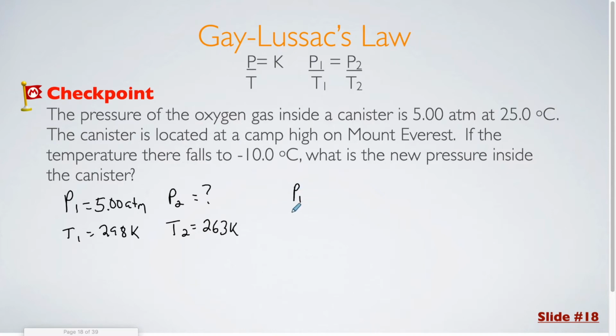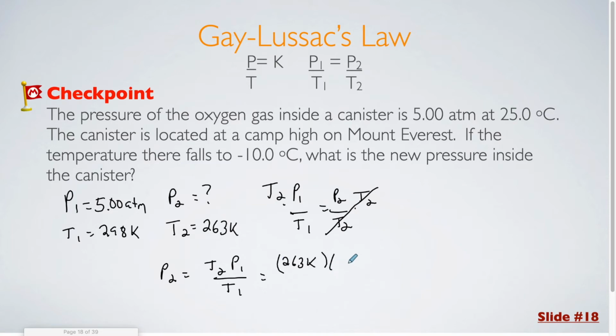So I need to solve for P2. So I start with P1 over T1 is equal to P2 over T2. Multiply both sides by T2. And rewrite my equation. My temperature 2 is 263 Kelvin. My pressure 1 is 5.00 atmospheres, and my temperature 1 is 298 Kelvin. My Kelvin is going to cancel out, and I'm left with atmospheres. When I multiply and divide across, round for significant figures, I have 4.41 atmospheres.